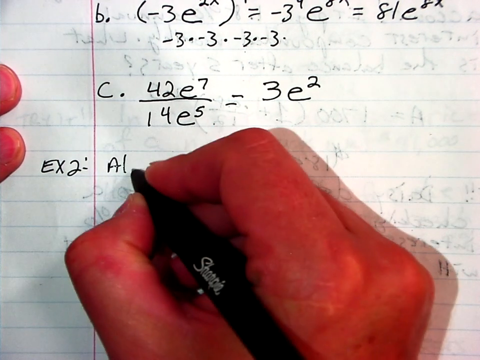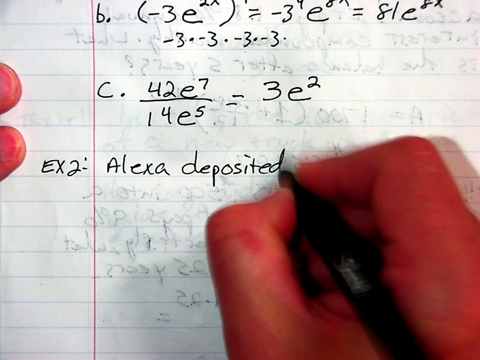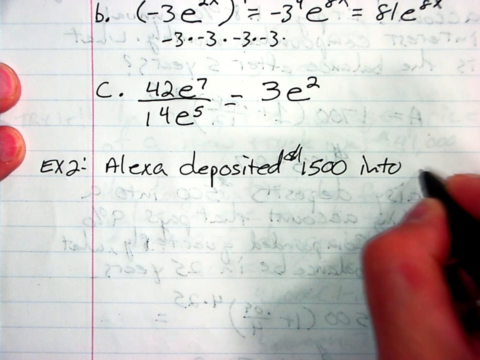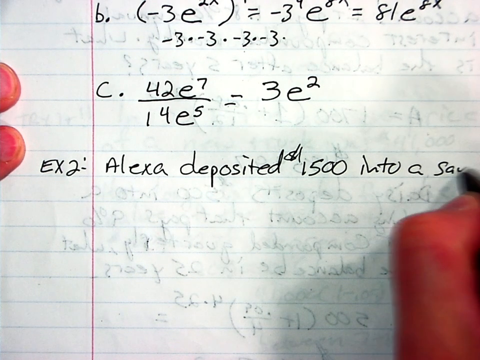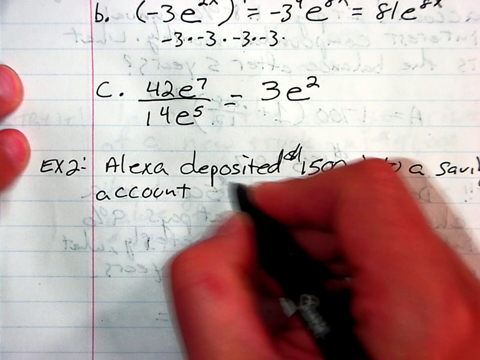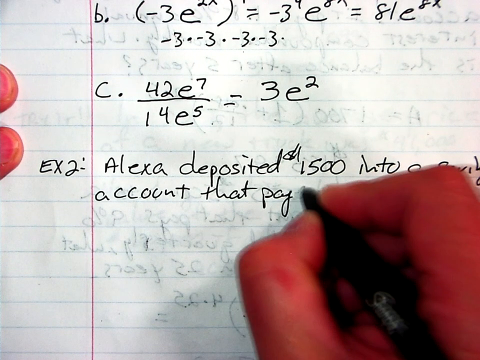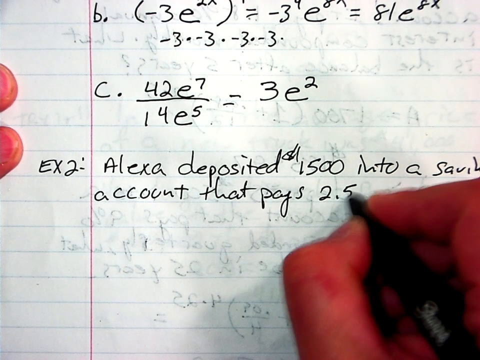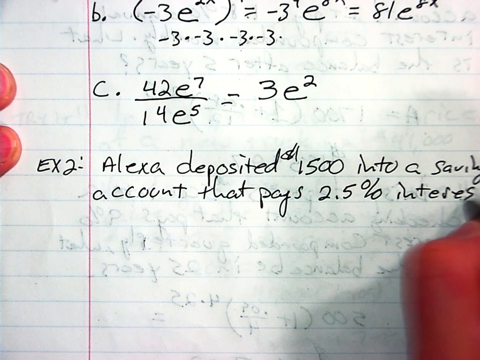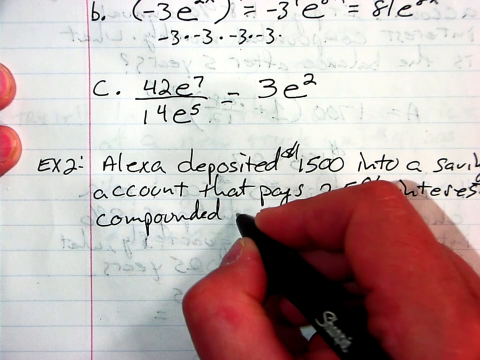All right, Alexa deposited $1,500 into a savings account that pays 2.5% interest compounded continuously.